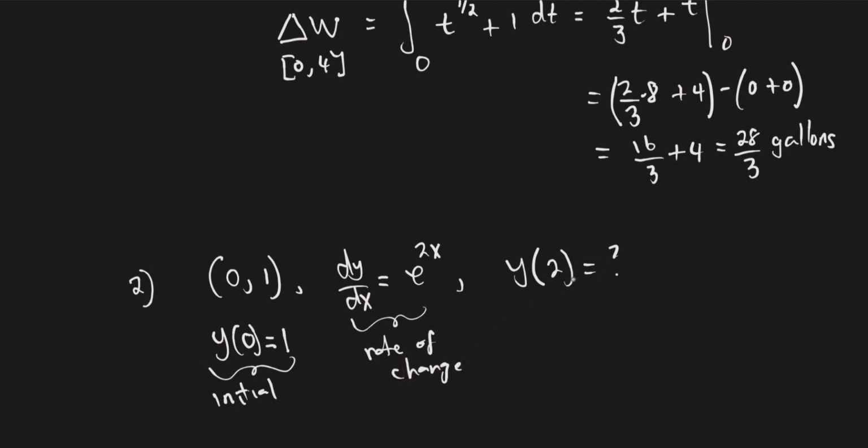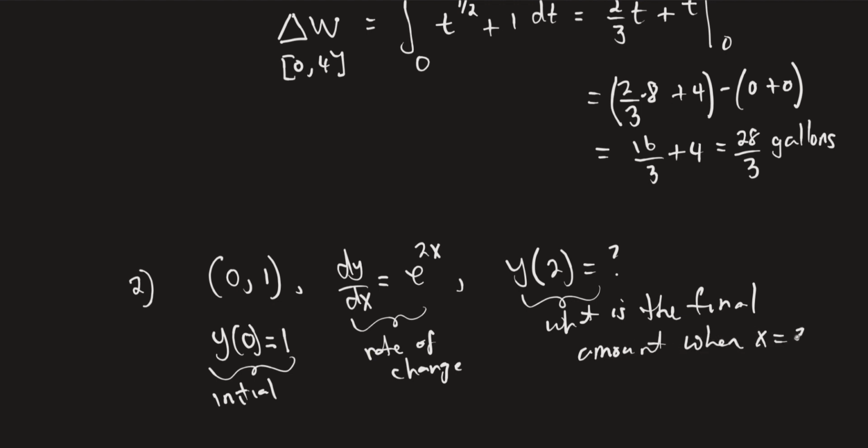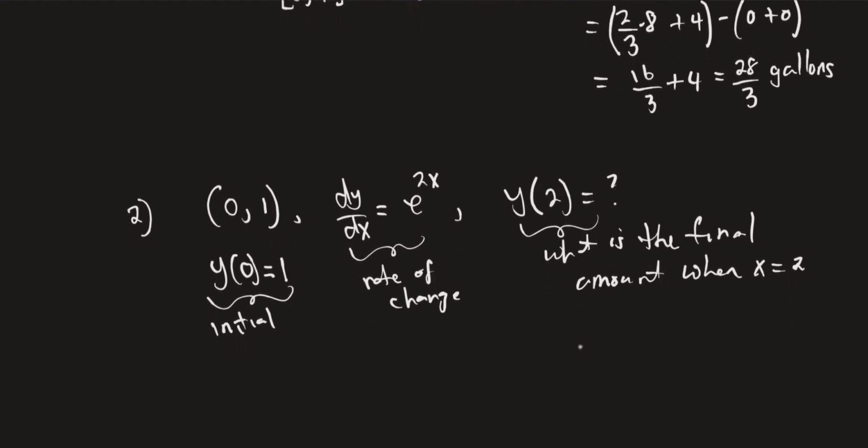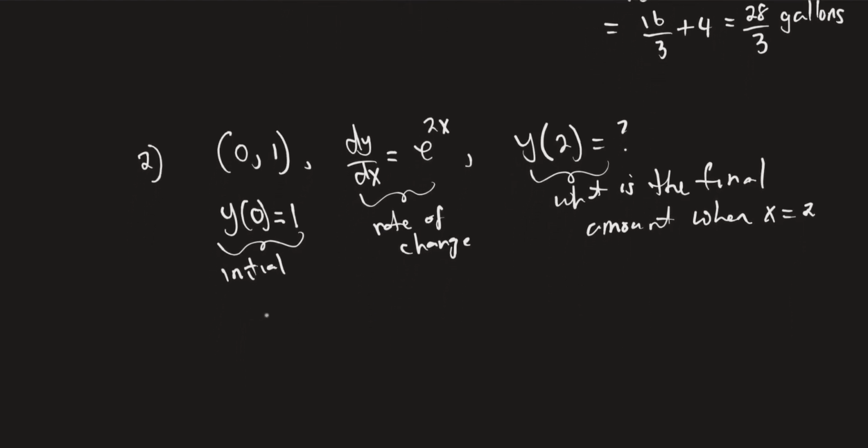This is the rate, that's the derivative, so this is the rate of change. And what we are asked to find is what is the final amount when x is equal to 2, right? So in terms of the last formula that I wrote down, let's see if we could do it. So we want to find y sub 2. So that will be y sub 0, the initial amount, plus the change over the interval from 0 to 2.